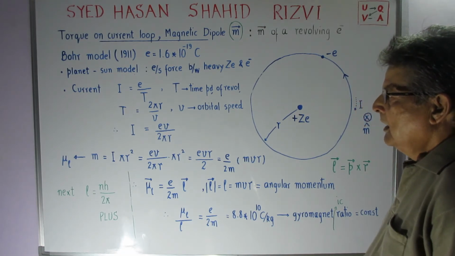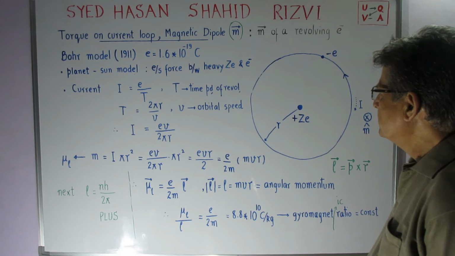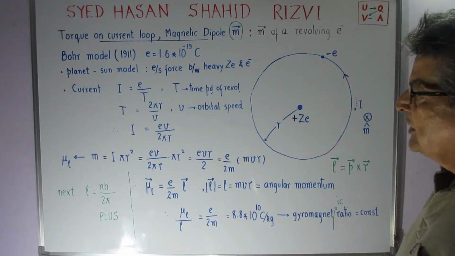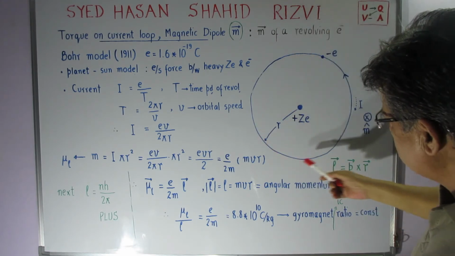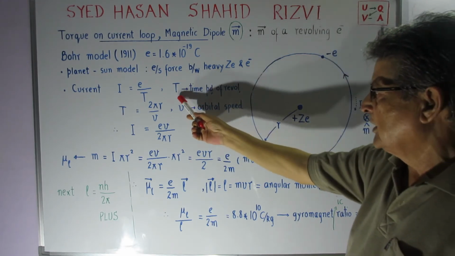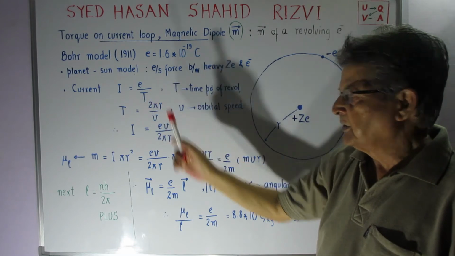Okay. So, let us see. This is the electronic charge E, and if the time for a single revolution is equal to capital T, then I is equal to E upon T.